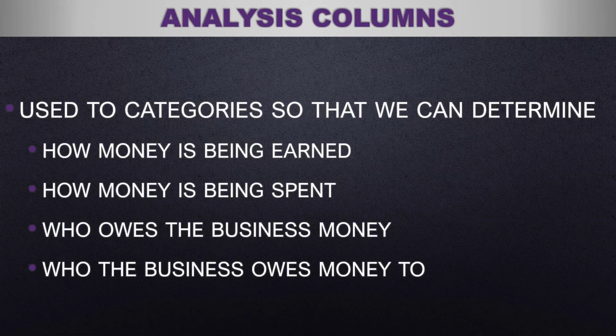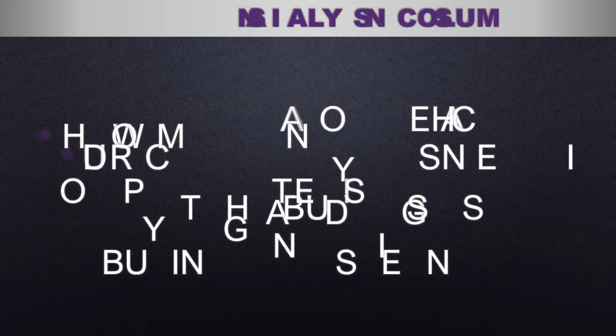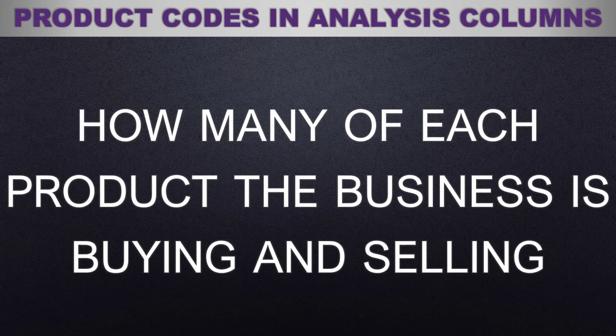Analysis columns are used to categorize the data so that we can determine how much money is being earned and where, how much money is being spent and where, who owes the business money and who the business owes money to. Product codes are used in analysis columns to show how much of each product the business is buying and selling.